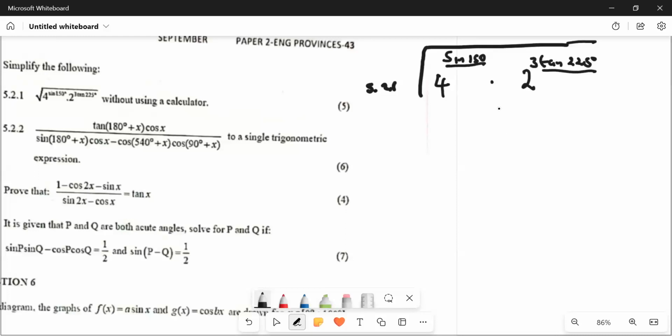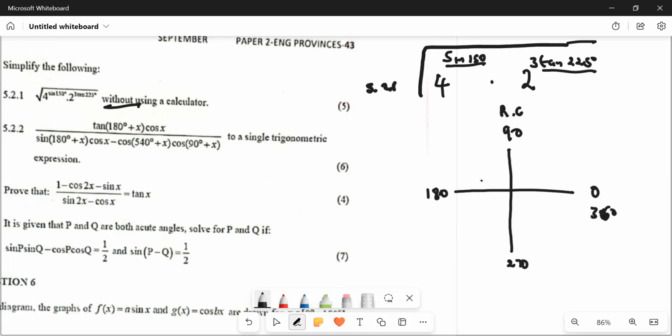Now, these things here we can reduce using special angles. We are going to use reducing angles and special angles. How do I approach it without the use of a calculator? I am going to go to a Cartesian plane and say I have 0, 90, 180, 270, and also 360. Then I will say this one here reduces and then it changes, and this one reduces only. So I'll just write R only.